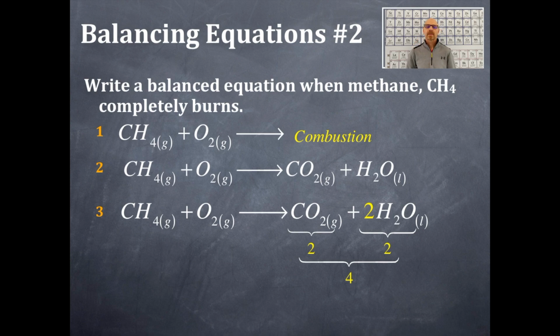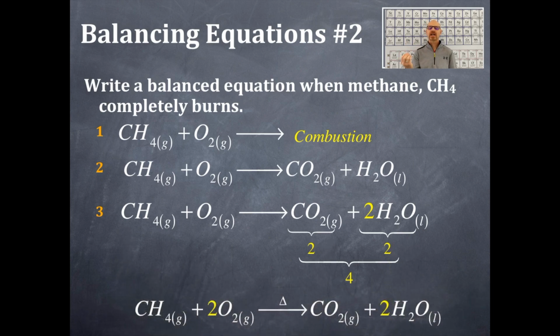Now I'm going to find out how many oxygens I have on the reactant side. I have 2. And I want 4. So I'm going to place a 2 stoichiometric coefficient in front of the oxygen. And now I have my balanced chemical equation. Again, this is a combustion reaction. It requires some input of energy to proceed forward. Therefore, there's that delta above the arrow. All right, hopefully that worked for you too. That was equation number 2.